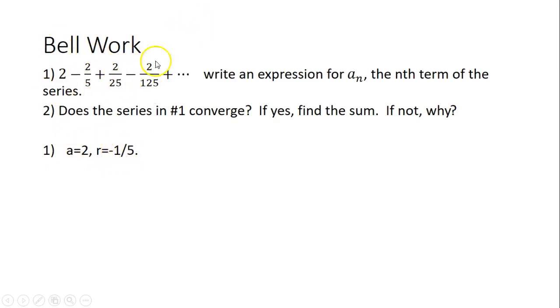So that means the nth term should always be a times r to the power n minus 1. a_n is always a times r to the n minus 1 for geometric series. So in this case, that's 2 times negative 1/5 to the power n minus 1. So if I want to get like the fourth term, I plug in 4 for n right here. That would be 4 minus 1 is 3. Negative 1/5 cubed is negative 1 over 125 times 2 is indeed negative 2 over 125.